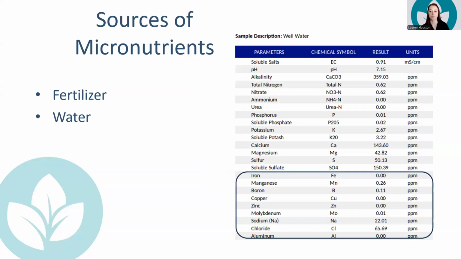Micronutrients can also be supplied by your water source. This is an example of a really hard water source that supplies a lot of calcium, but we also want to look at the micronutrients and be aware of what is in the water to make sure that we're not oversupplying those trace elements. This water source has a chloride level of about 65 parts per million, so we definitely want to be mindful of how that will accumulate in a recirculating solution over time. Plants aren't going to take up very much chloride, so as that solution recirculates, those levels are only going to get higher.